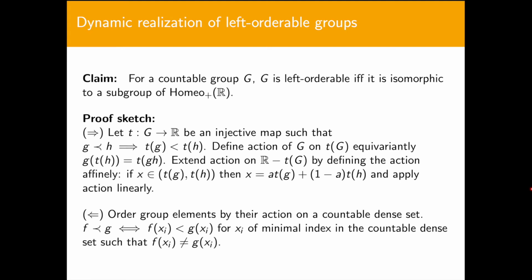So you have a countable dense set and you can enumerate all the elements in the countable dense set. And now you just pick the first element in the countable dense set such that F and G don't map that element to the same thing, so they don't agree on that element. And now if F maps that element to something smaller than G, then you set F to be smaller than G in the group order. So this order is almost lexicographic in some sense.